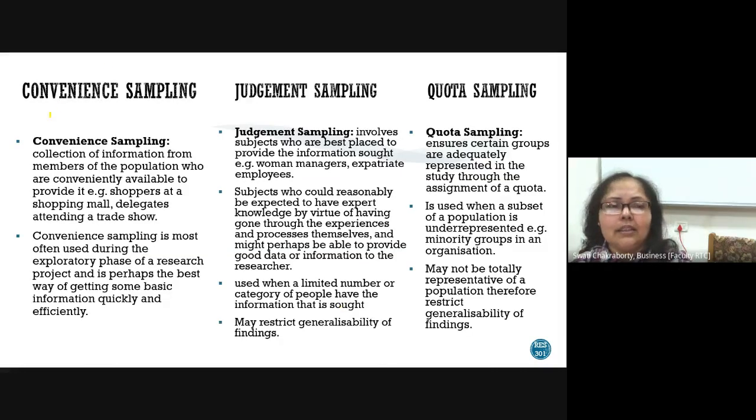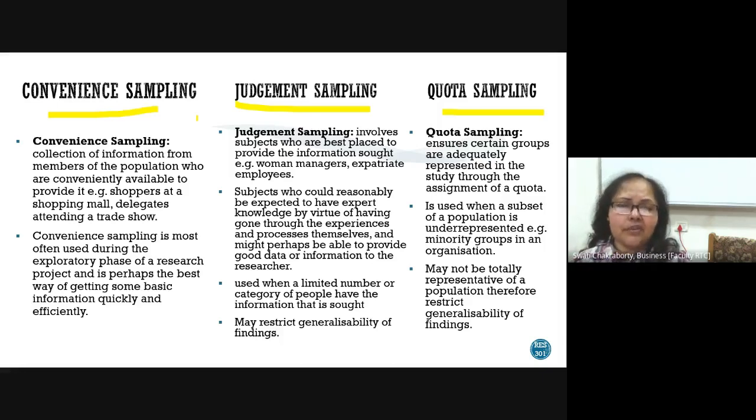So these are the three types. Let's go into a little more detail and compare them. Convenience sampling is the collection of information from members of the population who are conveniently available to provide it, as we said, such as shoppers at a shopping mall or delegates attending a trade show. It's most often used during the exploratory phase of a research project and is perhaps the best way of getting some basic information quickly and efficiently.